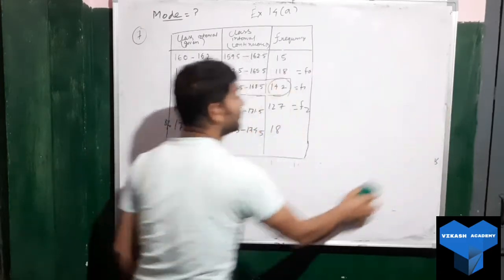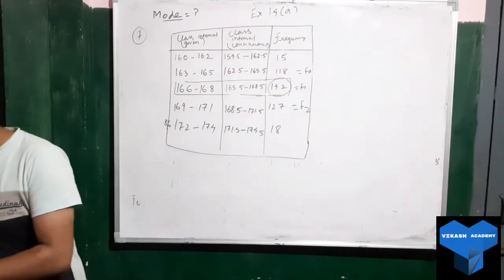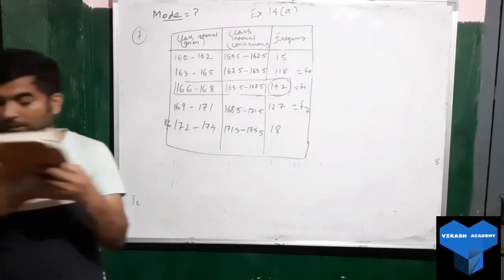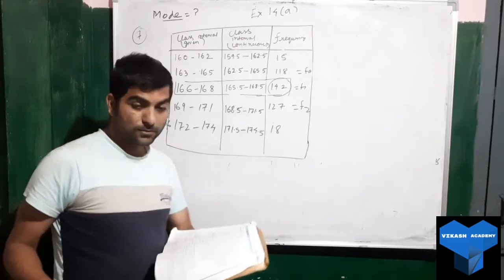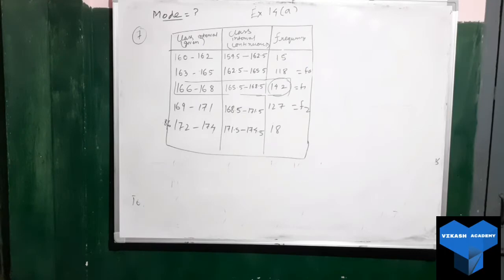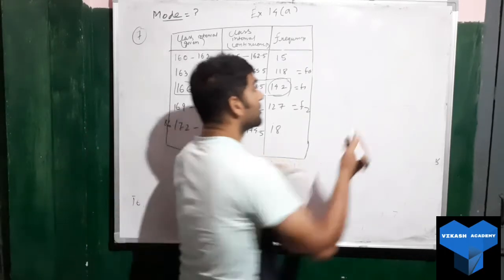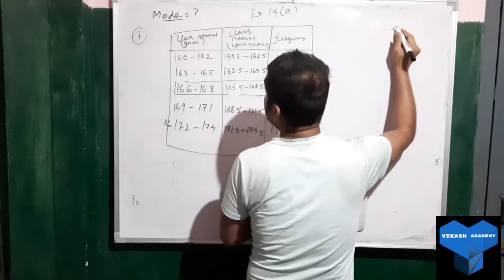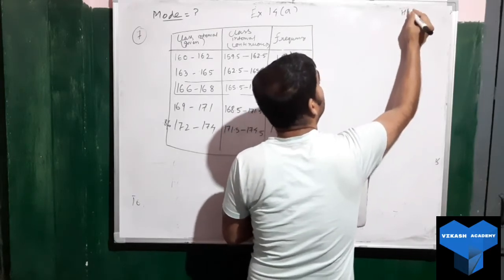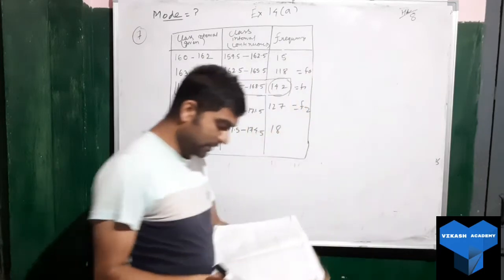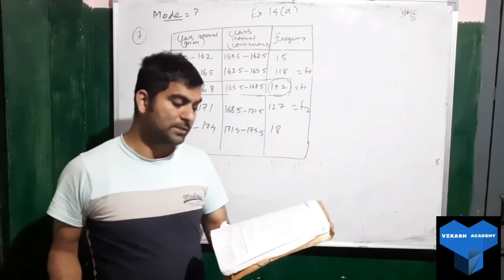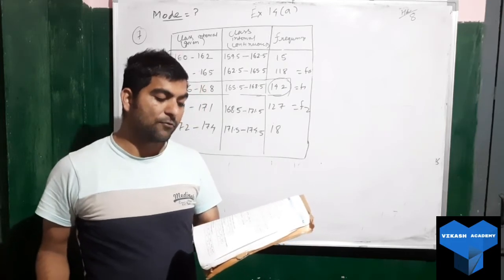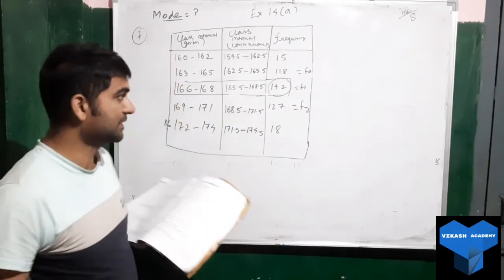So now I will be moving to question number 6. We will be trying question number 6. Question number 7 I have done just now. Question number 8 will be your homework. Now I will be doing question number 9. Here we have the question: the mode of the following data is 36. Find out the missing frequency in it.